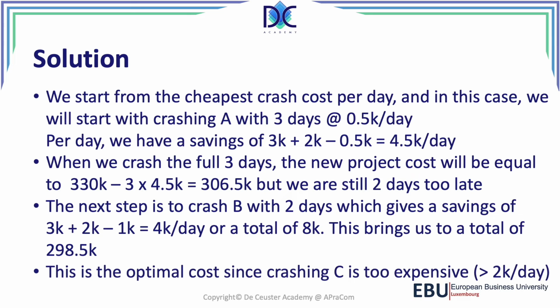And this is the optimal cost, the optimal solution, because we have in fact C, but C is too expensive. It costs 3K to crash C, but we only save 2K. We don't have any rewards if we go faster. So in this case, we have to stop here. We could bring the duration back from 25 to 20 days. We're within the time slot, and we also have the minimum cost for the project. Crashing more would only increase the cost of the project.